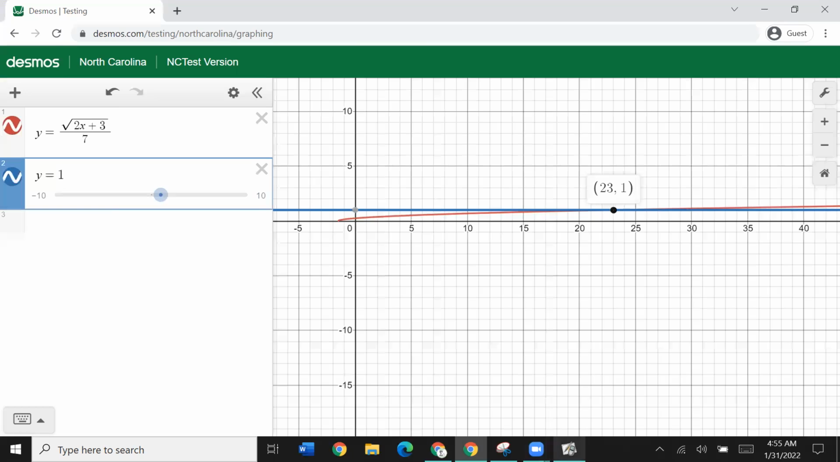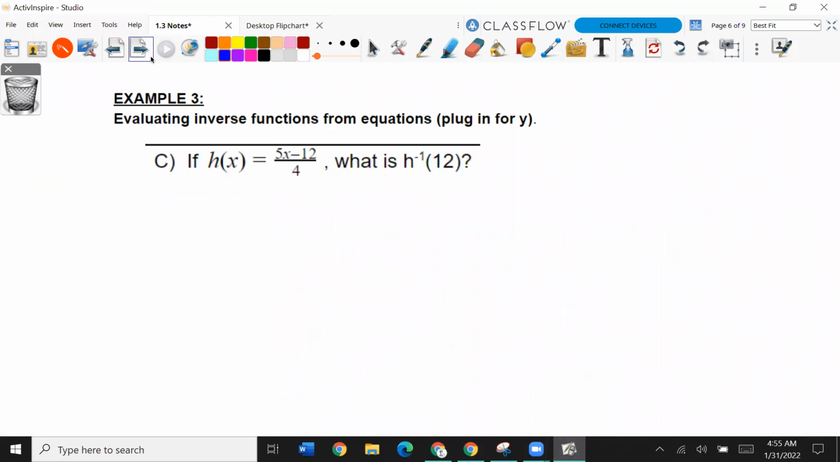So we got that. Again, try C, try D. Then we can pause the video. You can check your answers with me. I'm gonna go over C and D a little bit faster. I won't use the calculator to back up my answer, but you certainly can. All right, C, I want to plug in 12 for, again, Y. So I'm going to do 12 equals 5x minus 12 over 4.